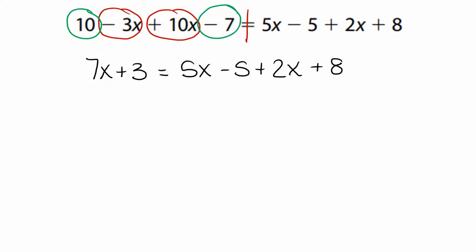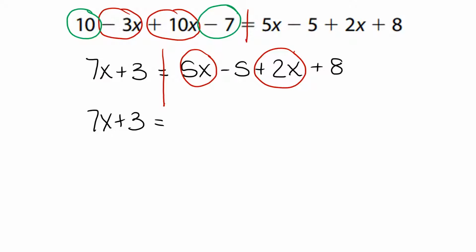Now solving the right-hand side, combining our like terms, I can combine 5x plus 2x. 5x plus 2x is going to give me 7x. We can also combine the negative 5 plus 8. Negative 5 plus 8 is going to give us 3. Looking here, we have 7x plus 3 and 7x plus 3.